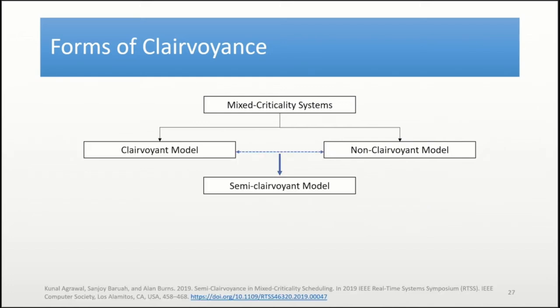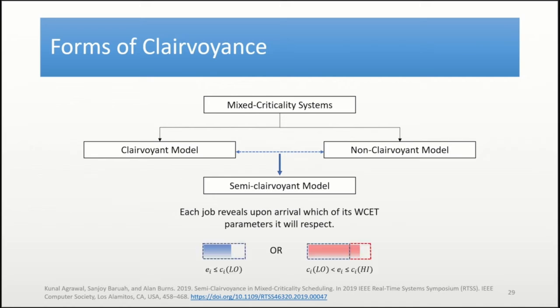Recently, however, another intermediate form of clairvoyance, termed semi-clairvoyance, was introduced for mixed criticality systems. In this model, it is assumed that each job reveals upon arrival which of its WCET parameters it will respect. That is, whether the execution time of the job exceeds its low criticality WCET or not.